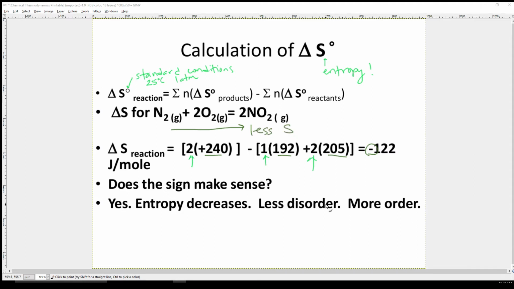Less entropy, and that means less disorder. Is there less disorder as you go from N2 plus 2O2 to 2NO2? Well, we went from 3 moles of gas to 2 moles of gas. So yeah, you have less stuff, less mess, basically more order. So that sign does make sense. It's a quick check to make sure you're doing okay.